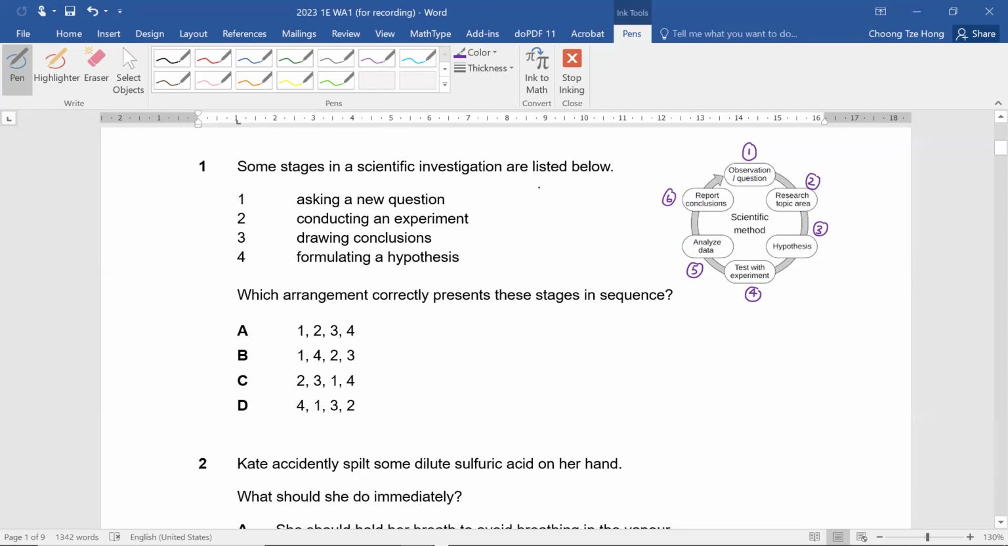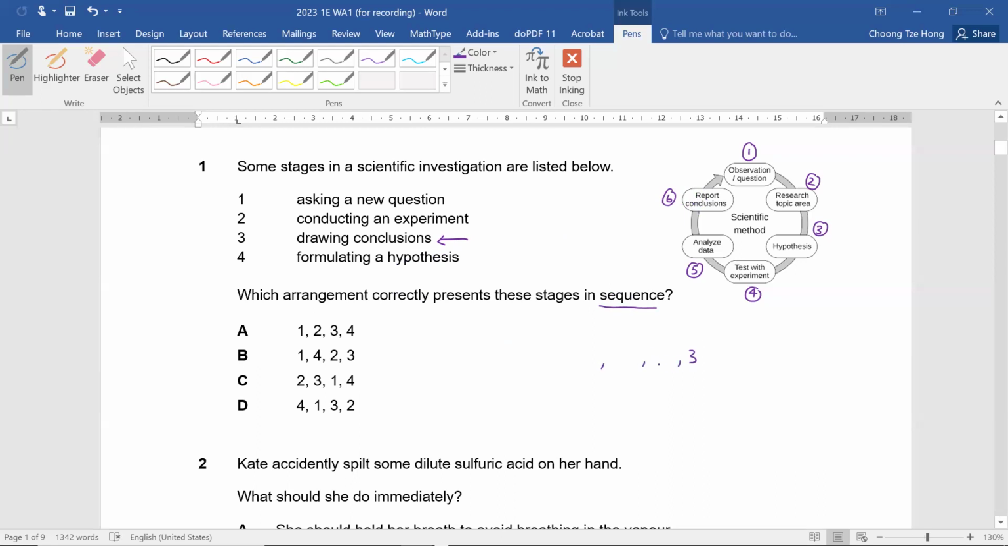So question 1 is pertaining to the scientific method. They say that some stages in the scientific investigation are listed below. Which arrangement correctly presents these stages in sequence? In sequence means from the early stage to the later stage, right? So we can see that over here, the last part, number 6, in the scientific method will be to report conclusion. In fact, you will conclude something only right at the end. So this means that number 3 will have to be all the way at the end already.